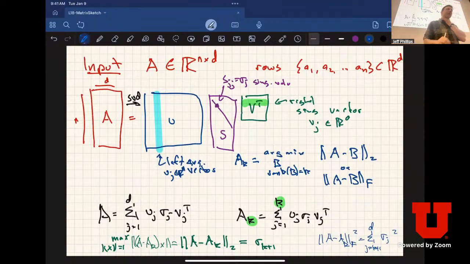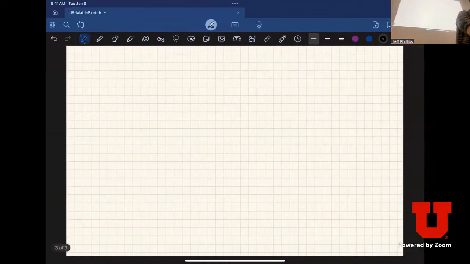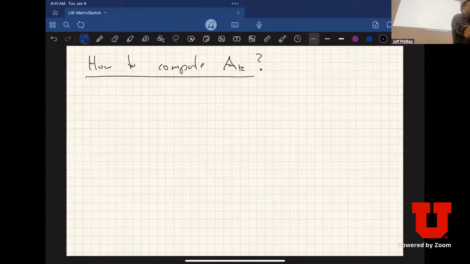Okay, so the question is, if I want to compute this, how to compute? Okay, so how to compute, well, let's say A sub k, right? So how do I compute the best rank k approximation? Okay. So how do you do it? If I were to tell you to go do it, you would do what? Would you implement it yourself?